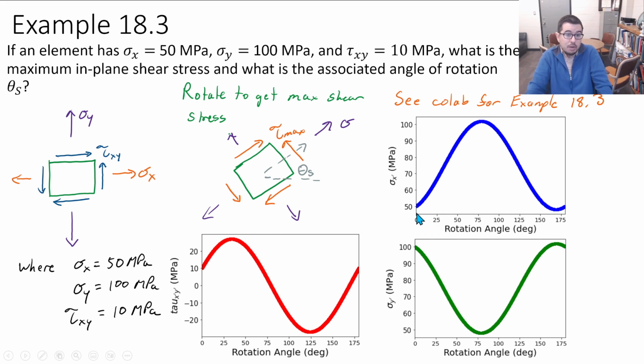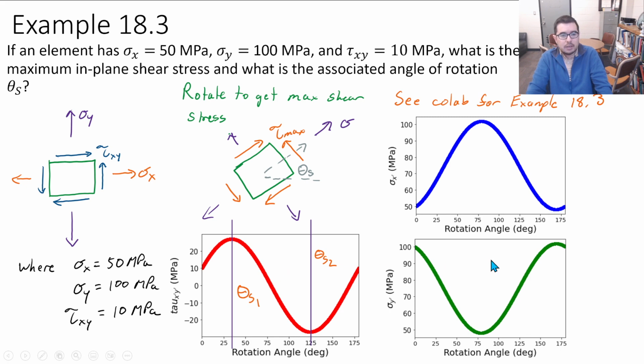And once again, I recommend you go to Colab and look at example 18.3, which will spit out these plots. So we have sigma x prime, sigma y prime. Well, where is the shear stress tau x prime y prime reaching a maximum? Well, this is a good selection right here. We can see it's at a peak, and the minus of that is over here.